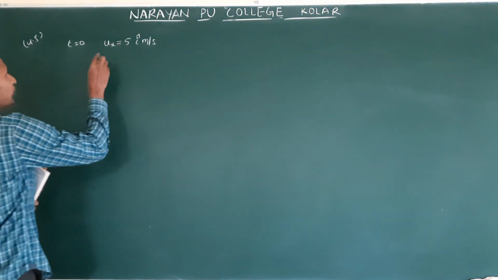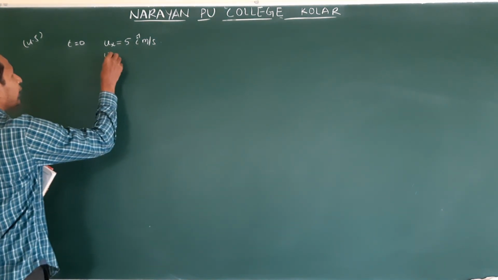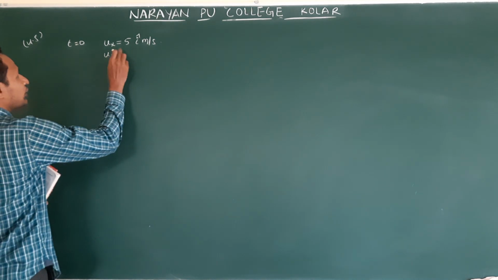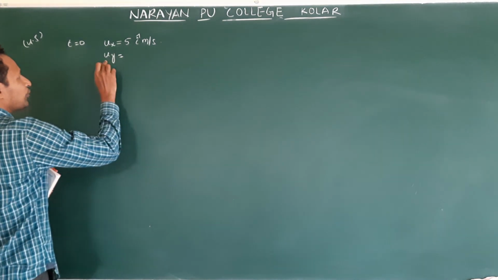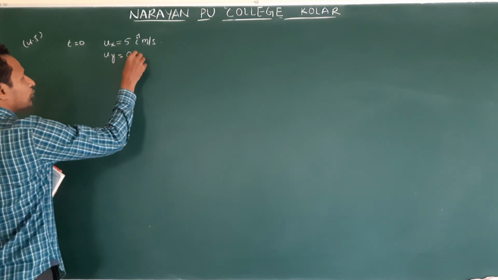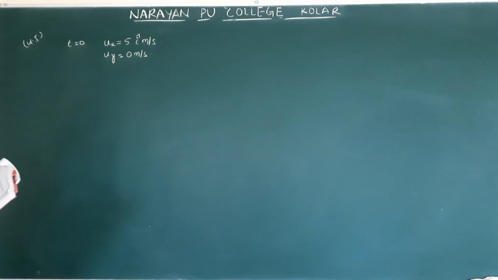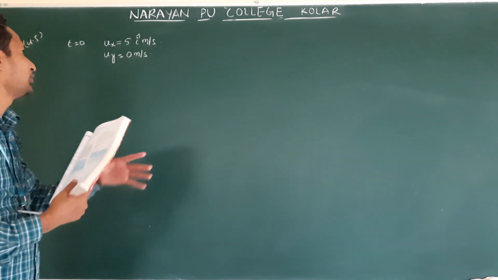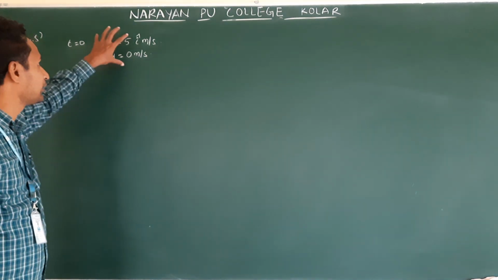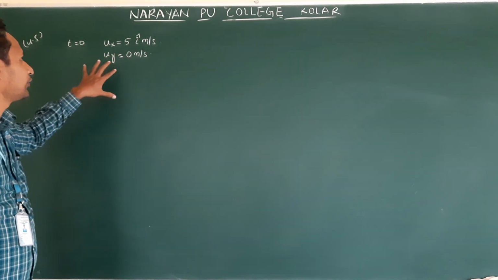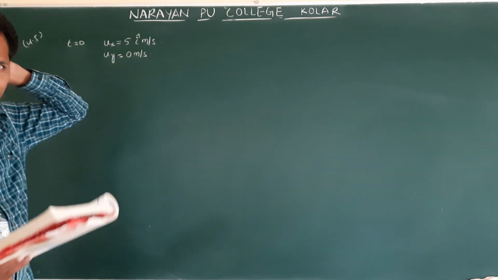At the same time, what is the velocity along y direction? Initial velocity they did not mention. So it starts along x direction, there is no velocity along y direction, so 0 meter per second. This we need to understand by seeing the question. They don't give the detailed information, so based on this information only, we need to guess the values. Okay.